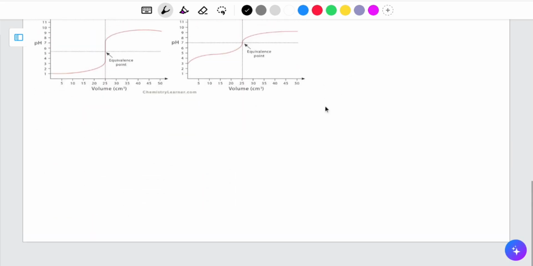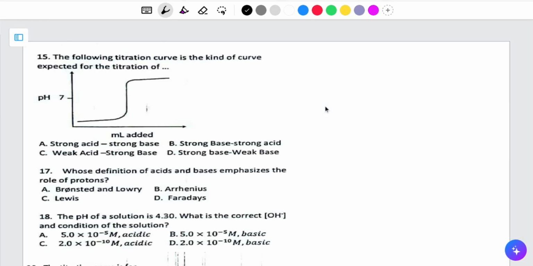So now let's try to look at the questions. We have question 15, which says the following titration curve is the kind of curve expected for the titration of which one. As you can see, this one is starting slightly somewhere around 0 here, and the equivalent point here is 7. So what curve is this one? Is it for the strong acid and the strong base, or a strong acid and the weak base, or a weak base and a weak acid, or a strong base and a weak acid? According to what we have here, this one is going to be a strong acid and a strong base. Okay, so that is the answer.